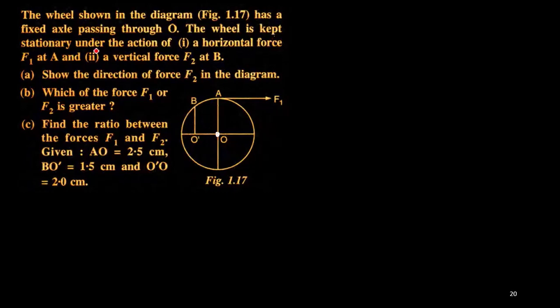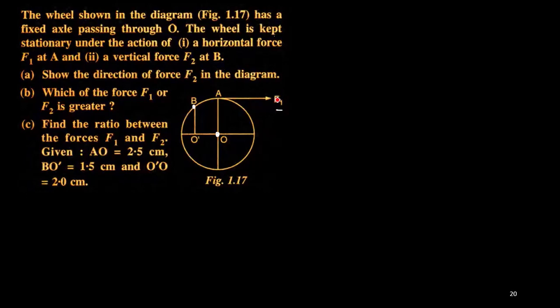The wheel is kept stationary under the action of a horizontal force. F1 is the horizontal force, and a vertical force F2 is there. So vertical force F2 at point B. The direction of force F2 should be shown in the diagram. At point B, in which direction does the force have to be applied so that the body will be in equilibrium?